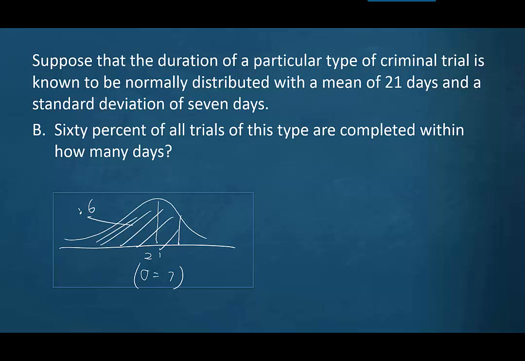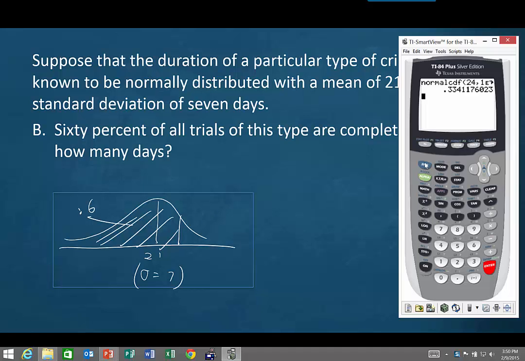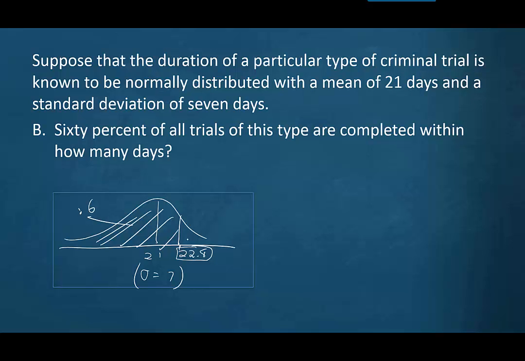So when I'm given the area, I know that I need to use the inverse norm. So let's flip over here, second vars, and then go down to number 3, inverse norm. We are looking for the area to the left of that. We're just looking for this value here, a little bit to the right of 21. So area is 0.6, mean 21, standard deviation of 7. And we get 22.8. That is my value there. So 60% of all trials are completed within 23 days or so.